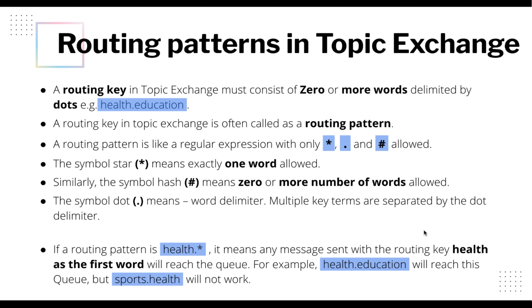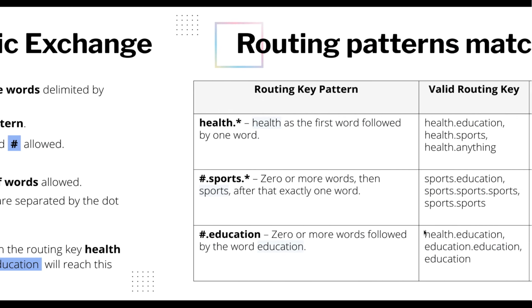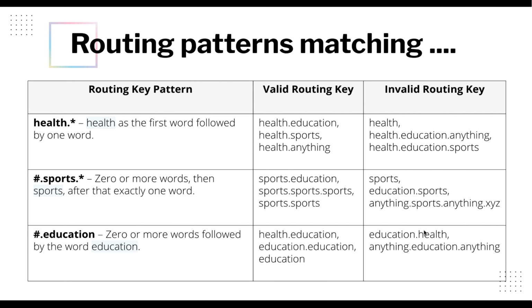So let's take an example. If a routing key pattern is health.star, it means any message sent with routing key health as the first word will reach the queue. For example, health.education, health.abc, health.xyz will reach this queue. But if you just send health, it will not reach. Or if you just send sports.health, it will not match. So let's look into the routing pattern matchings a bit more in detail.